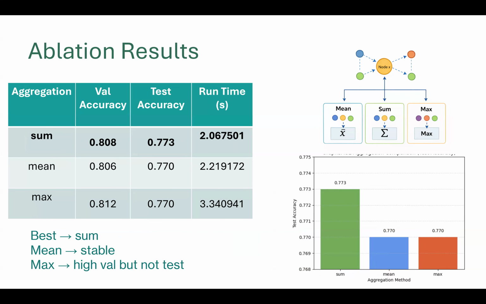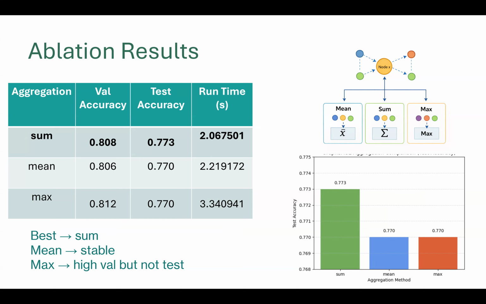So, to better understand the impact of aggregation, I performed an ablation study using GraphSAGE. In this experiment, I kept the overall architecture exactly the same and only changed the aggregation function. This is important because it allows us to isolate the effect of aggregation without other factors influencing the result. I tested three common aggregation methods: mean, sum, and max.